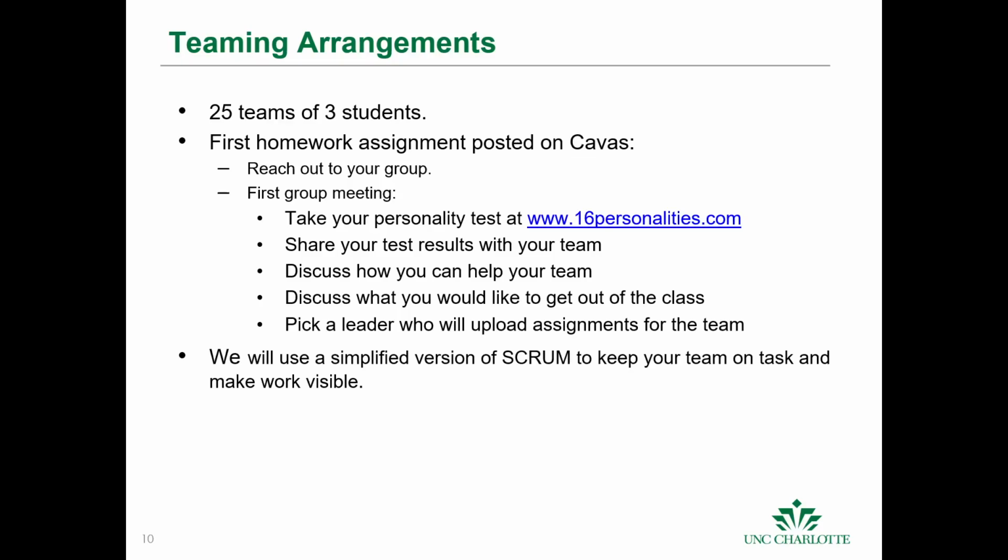There will be roughly 25 teams of three students. I think I have one team right now that has four students, and I think somebody dropped the class, and so I moved a student around. You should be able to see your teams on Canvas. And so what I would like for you to do is go to Canvas.